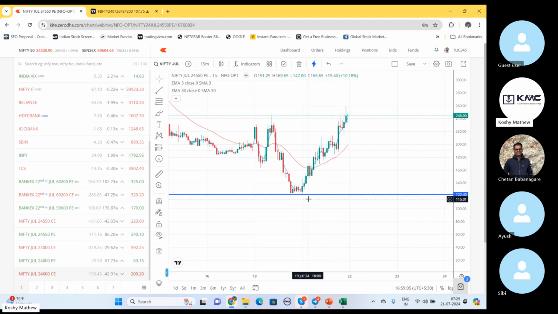For a seller, just imagine what would have happened. Somebody might have sold a put at this strike price, and it went up. He's not under fear because he might have sold it for a 240 rupees premium. So this is only 120. He still has 120 to go. He will not panic. He will only panic when it crosses his premium and the MTM starts showing a loss.